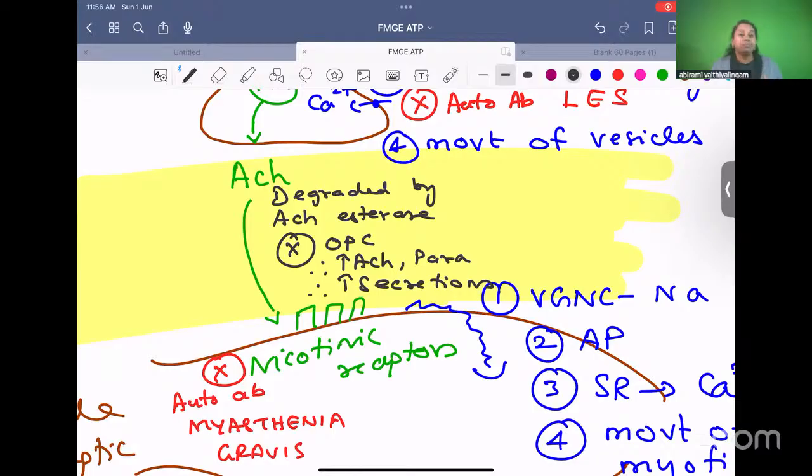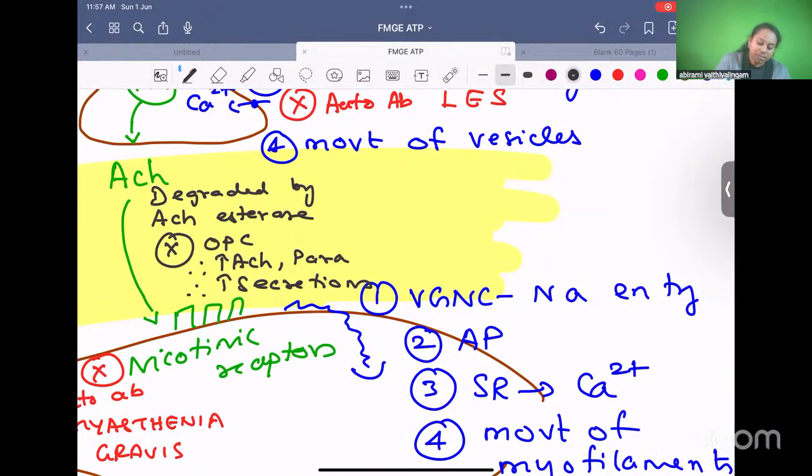That's why OPC poisoning, organophosphorus compound patients, it is usually present in insecticides and pesticides like parathion and malathion. When they bring the patients to the casualty, they'll have a lot of secretions around the mouth, frothing, bubbling around the mouth. So if you see a lot of secretions around the mouth, you can think of OPC poisoning.